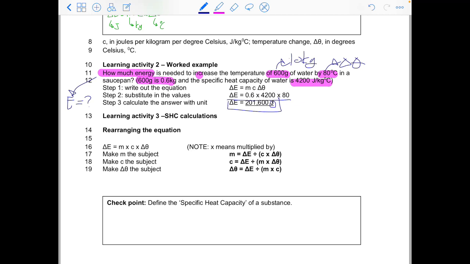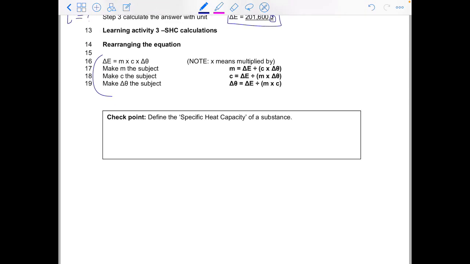All right, so if you need to rearrange it, I wouldn't recommend memorizing all of those, but rearrange it in the question itself. We'll have lots of practice with that, but it works the same way as it does for any other thing. So remember when I told you to memorize specific heat capacity? I want you to write down the definition without looking back at specific heat capacity in your books.